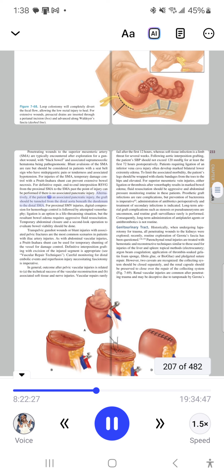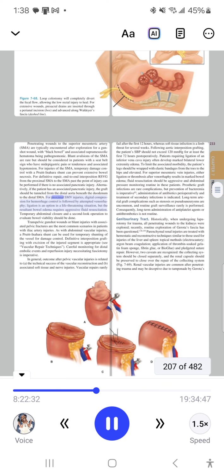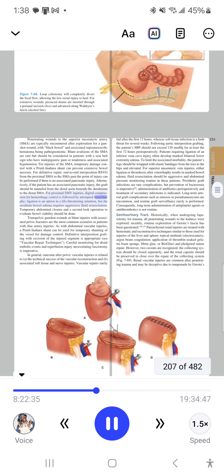Alternatively, if the patient has an associated pancreatic injury, the graft should be tunneled from the distal aorta beneath the duodenum to the distal SMA. For proximal SMV injuries, digital compression for hemorrhage control is followed by attempted venorrhaphy.